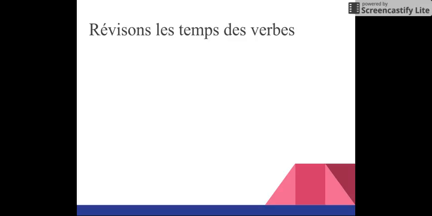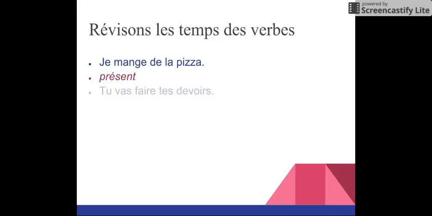Révisons les temps de verbe. Can you tell me what tense this sentence is in? Je mange de la pizza. Present, past, future. If you said present, you are correct, le présent. And this sentence, tu vas faire tes devoirs. That is in the futur proche.